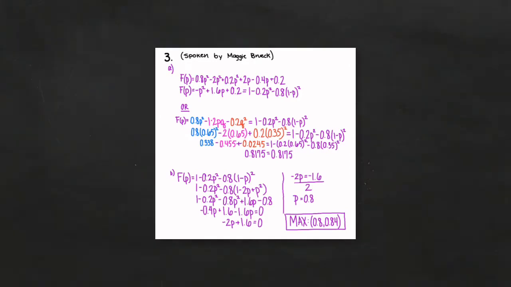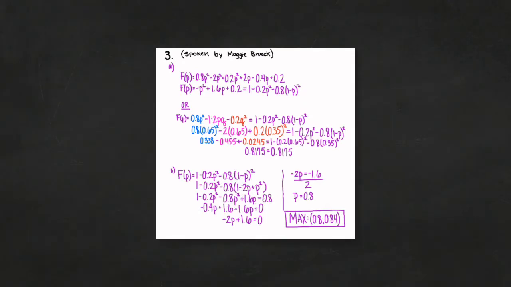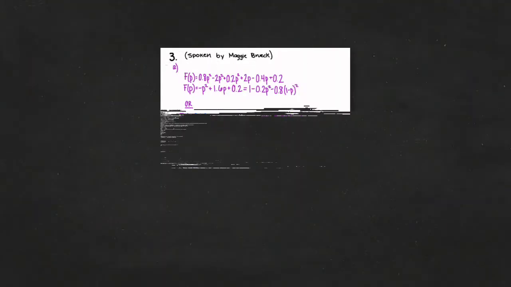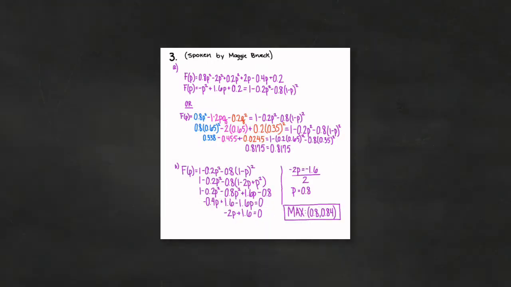In Part B of Question 3, our goal is to find the value p that maximizes f(p). To do this, we took the derivative of the original equation f(p) = 0.8p² + 1 × 2pq + 0.2q² to get the derivative equation, f′(p) = −0.4p + 1.6 − 1.6p. Finally, we solved for p in the derivative equation and found that the max of p is 0.8. When you plug the 0.8 back into the equation, you find that f(p) equals 0.84.